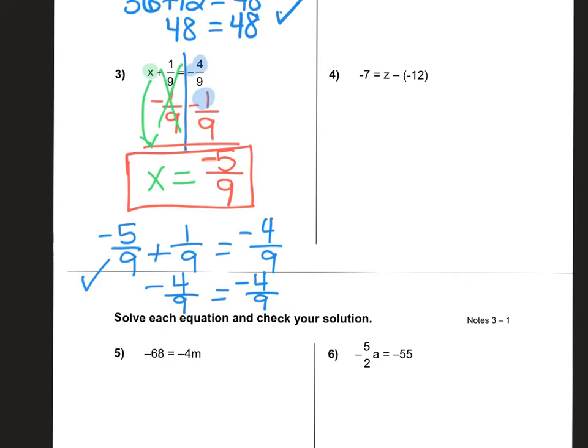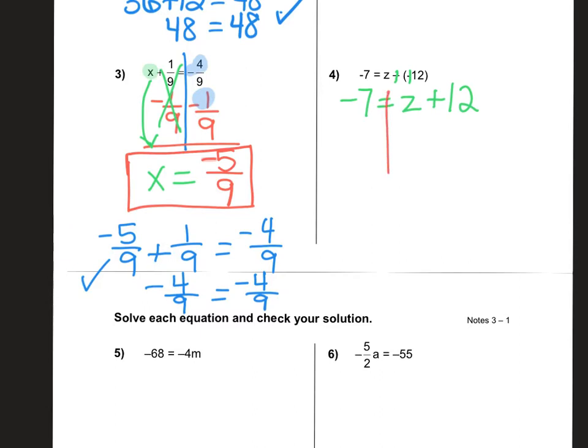Okay, so let's look at number 4, because number 4 is a little bit different. If you look at it, we've got negative 7 equals z minus a negative 12. If you remember, we've talked about before, minus a negative is exactly the same as adding a positive. So this is a little confusing to look at to know what we're going to move to the other side. So let's fix our minus a negative by making it plus a positive. I'm going to rewrite that as negative 7 equals z plus 12. That makes it much easier to look at.